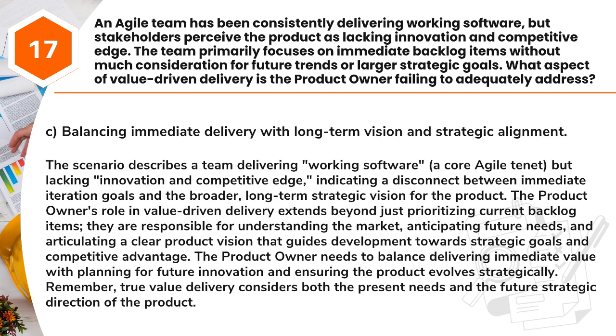Answer: C. Balancing immediate delivery with long-term vision and strategic alignment. The scenario describes a team delivering working software, a core Agile tenet, but lacking innovation and competitive edge, indicating a disconnect between immediate iteration goals and the broader, long-term strategic vision for the product. The product owner's role in value-driven delivery extends beyond just prioritizing current backlog items. They are responsible for understanding the market, anticipating future needs, and articulating a clear product vision that guides development toward strategic goals and competitive advantage.